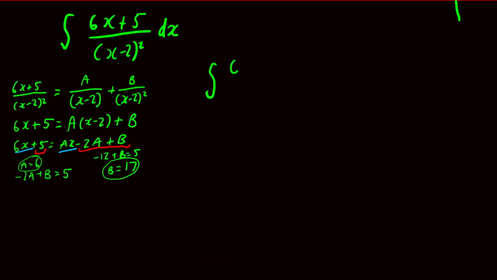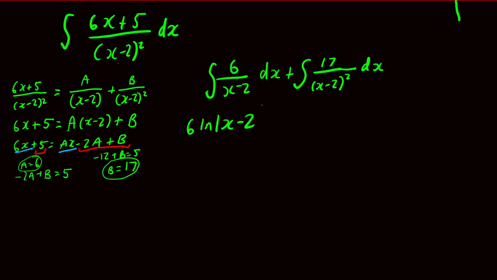So this is going to end up being the integral of 6 over x minus 2, actually, you know what, I'm going to split it because the denominators are going to be different, dx plus the integral of 17 over x minus 2 squared dx. This will be like how we did 6 ln x minus 2. And then this one over here will be the integral of 17 over x minus 2 squared. And now, is that our answer? No, because we forgot the constant of integration, but boom, that's our answer.